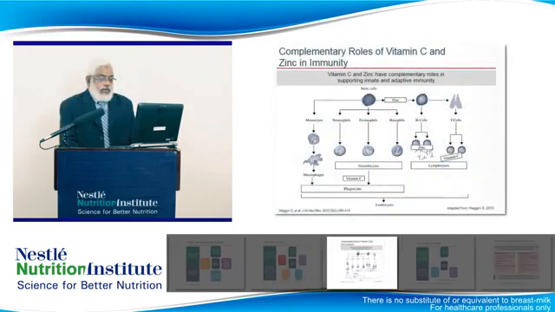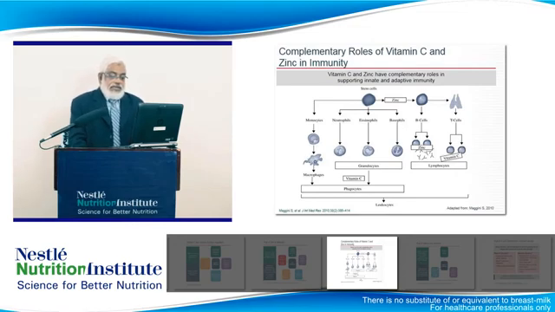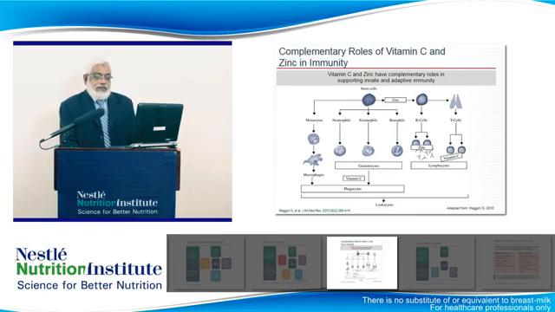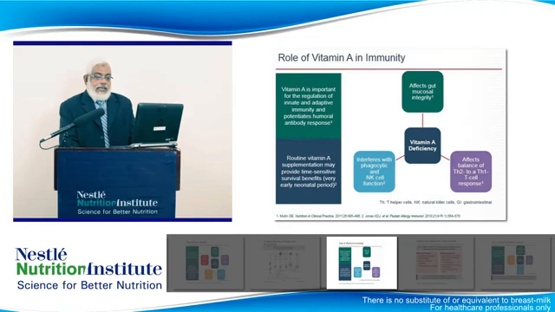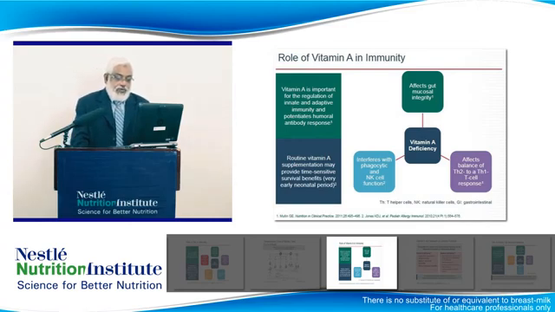So there are complementary roles of vitamin C and zinc in immunity. Vitamin C and zinc have complementary roles in supporting innate and adaptive immunity. Role of vitamin A in immunity. Vitamin A is important for regulation of innate and adaptive immunity and potentiates humoral antibody response.